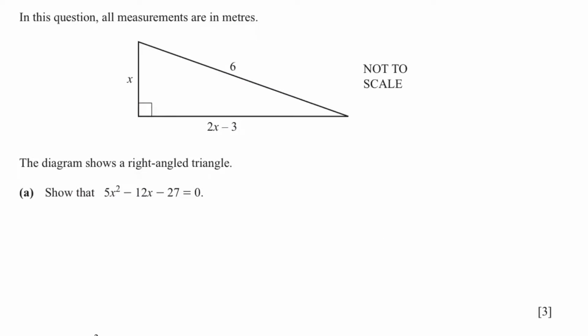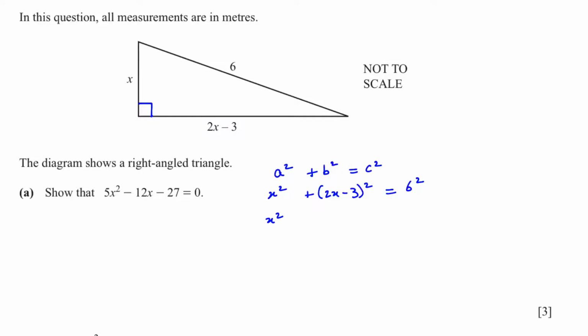In the next question, we have been given a diagram and it is a right angle triangle. We have to show that 5x squared minus 12x minus 27 is equal to 0. Three sides have been given to us, and because it is a right angle, we can use the Pythagoras theorem. The Pythagoras theorem is a squared plus b squared is equal to c squared. C is your hypotenuse, the side opposite your right angle. So a is x squared, b is 2x minus 3 squared is equal to 6 squared.